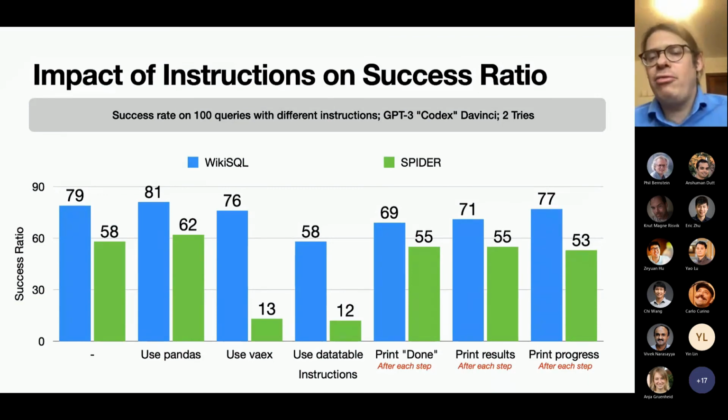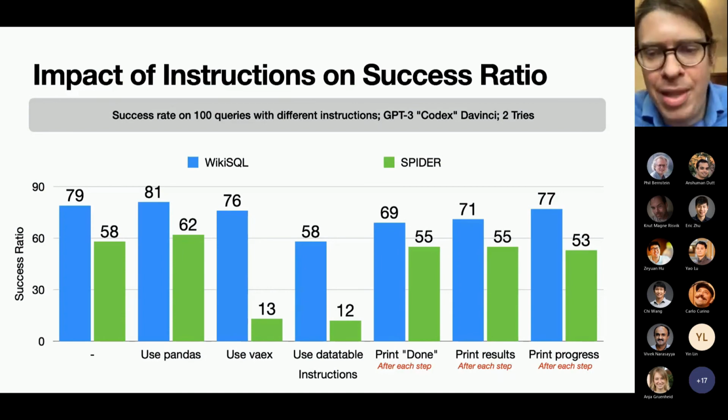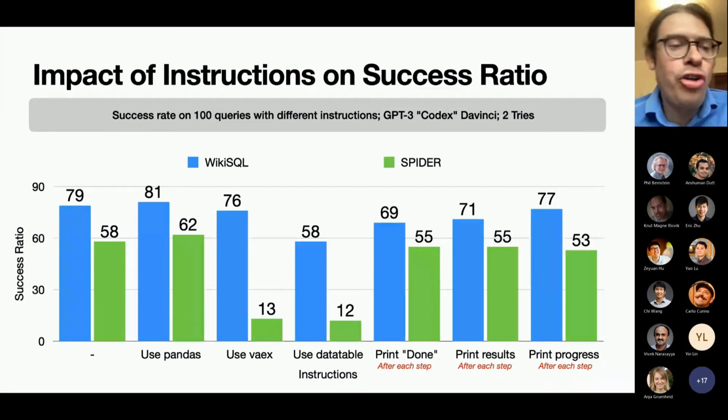The next 3 instructions are asking the system to generate specific types of output, ranging from just printing out "done" after each processing step, over printing out intermediate results, to printing some natural language progress updates. And as you see here, it has an impact on the success ratio. So there's definitely some room for improvement.